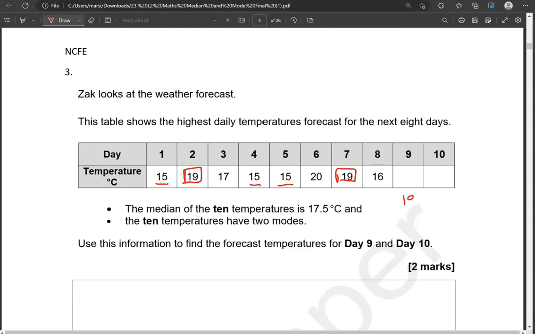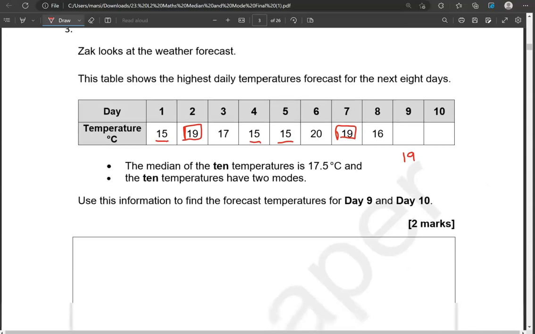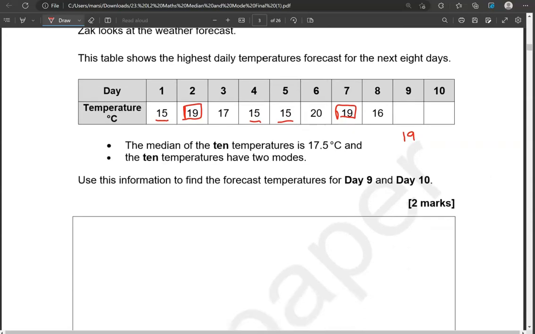So let's suppose 19, I've got that there. What I'm going to do now is put these in order, as I normally do when I work out the median, because the next thing I'm given is the median being 17.5. So to work out the missing number, I'm going to play with that.